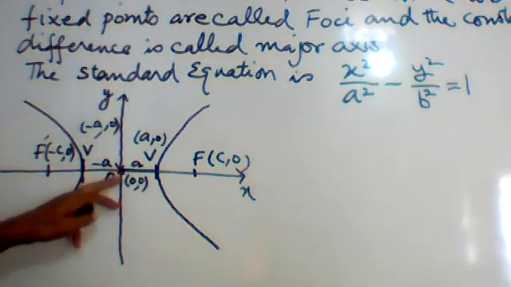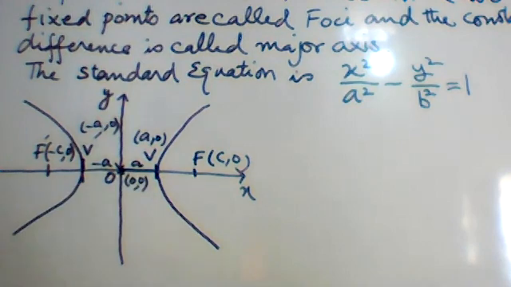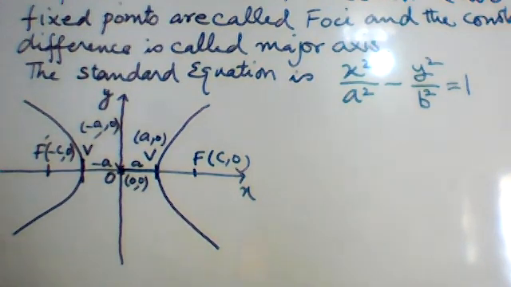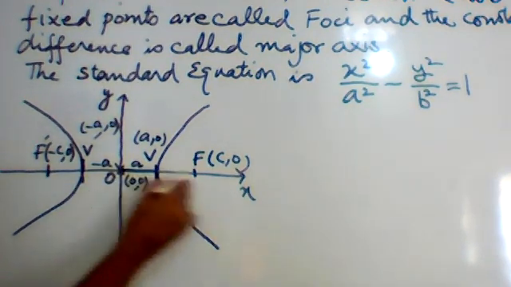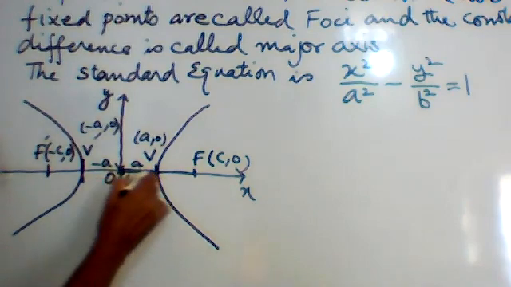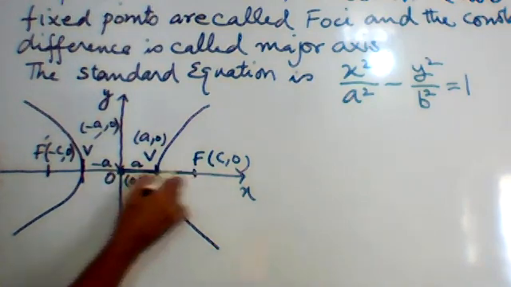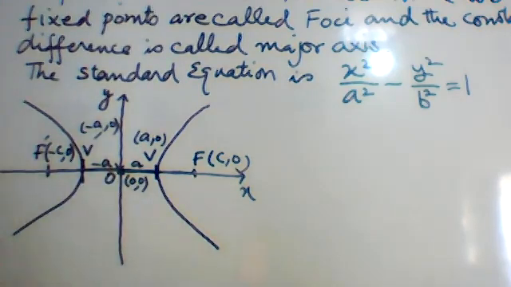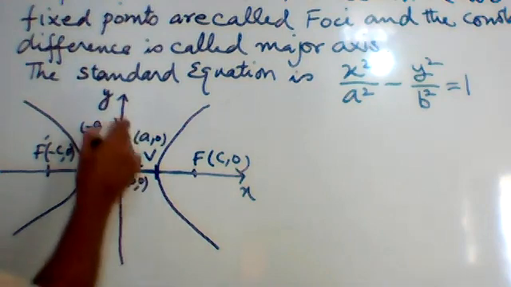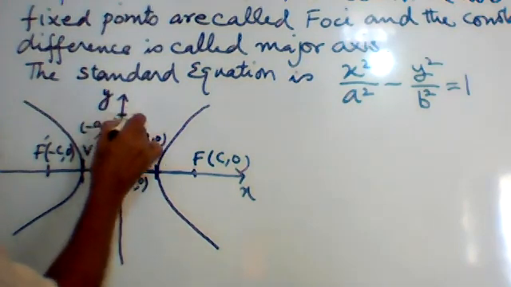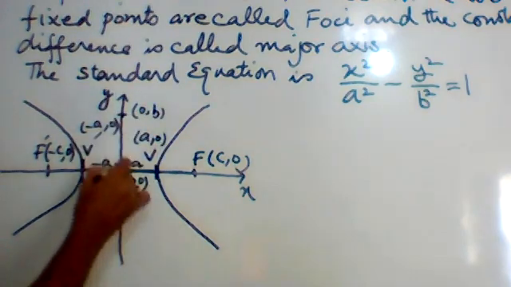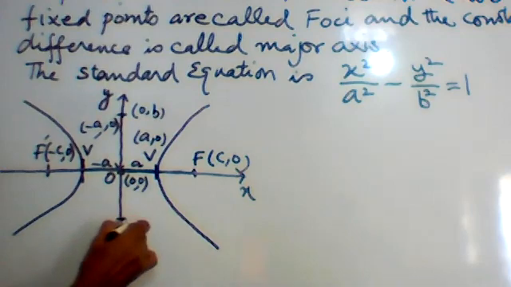The distance from center to the vertex is a, as in the ellipse, and the distance from center to the focus is c. This is c, 0, so this is c, and this is minus c. And here will be the b, 0 comma b, the same way over there, 0 comma minus b.